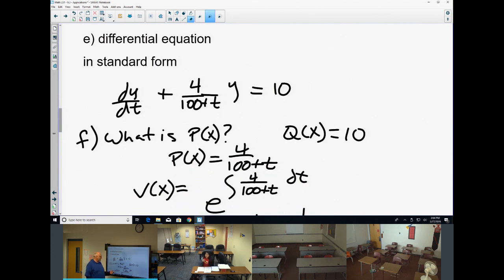All right. So now, what would this integral be? Could you bring anything out in front, or do you have to just leave it? You can bring the 4 out front. Okay. You bring the 4 out in front, and then, so what would the integral of dt over 100 plus t be? If you have the integral of du over u, what's that?